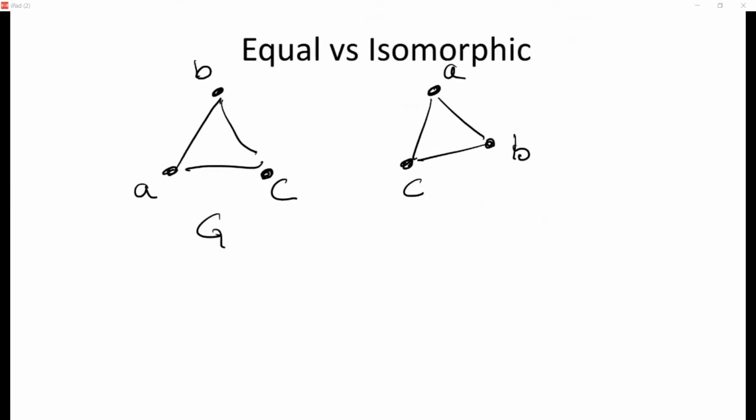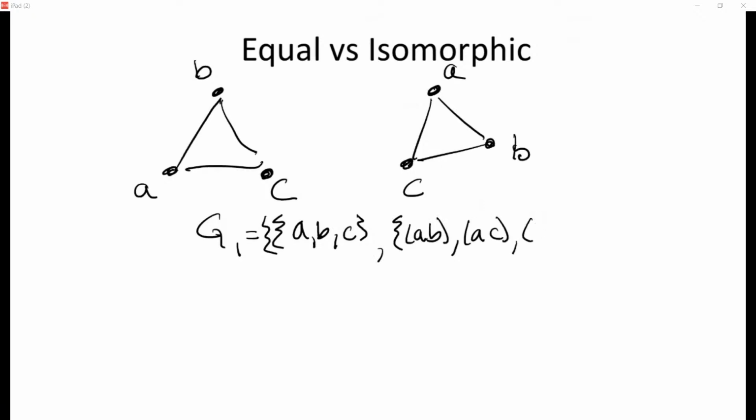Like if you were to write down A, B, C, A, B, A, C, B, C. That's going to be the same for both of these graphs, G1, G2. It's exactly the same notation. So that's what's meant by equal. They're equal to one another. They're identical.